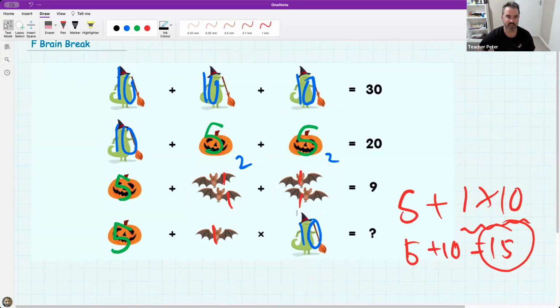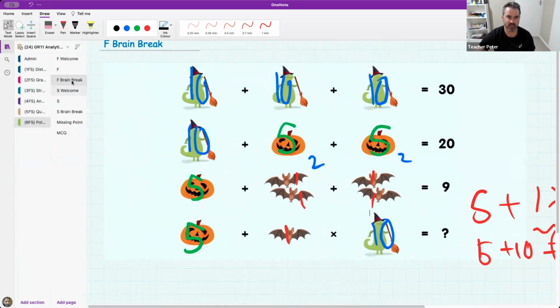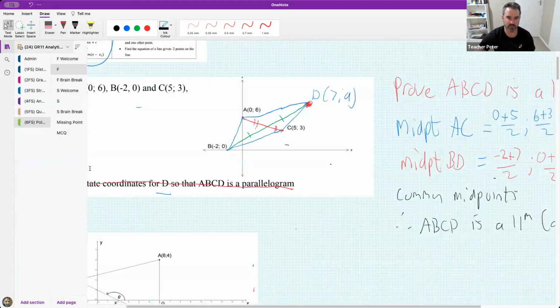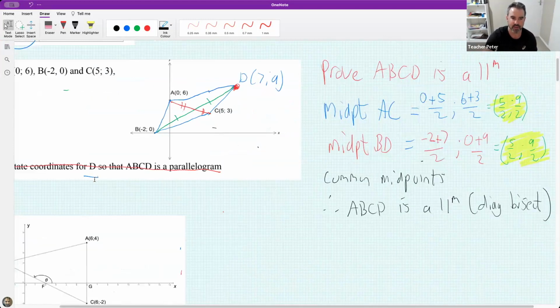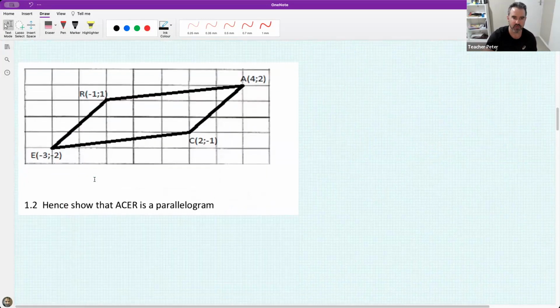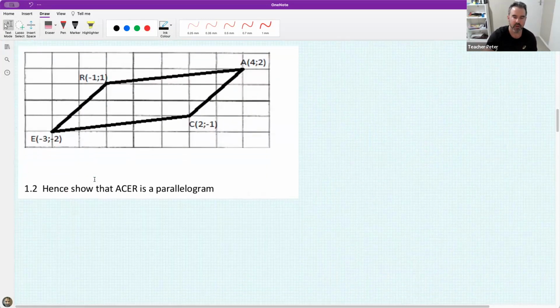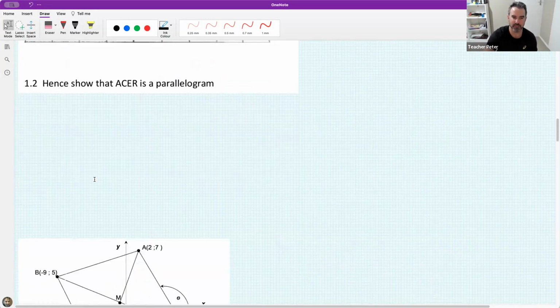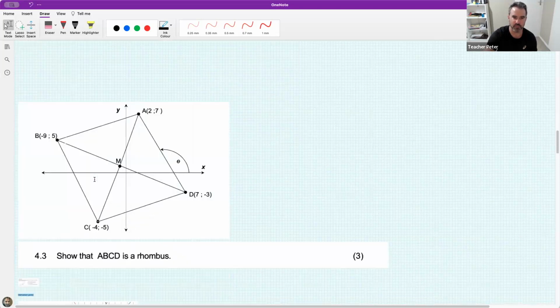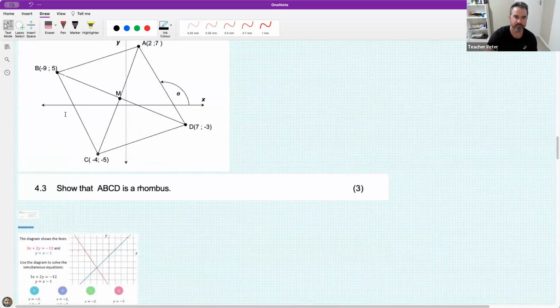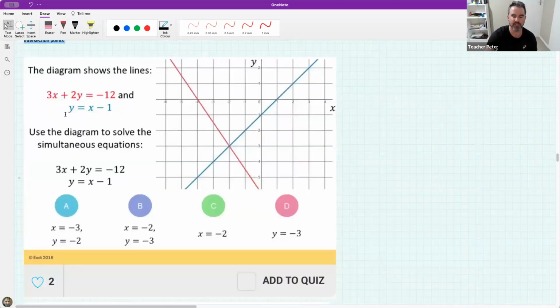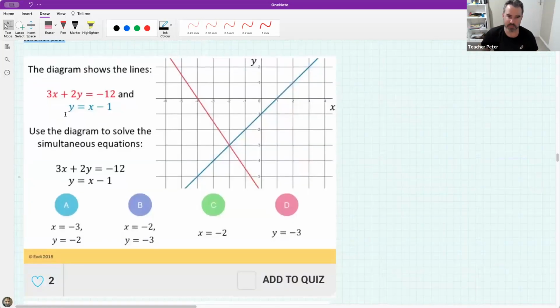All right. Let us return to our journey for today. Okay, so let's have a look. Hence show that ACR is a parallelogram. I think we've done enough proving of parallelograms. Let's do this. Sometimes you have to find a point using simultaneous equations, or graphically you have to observe it.